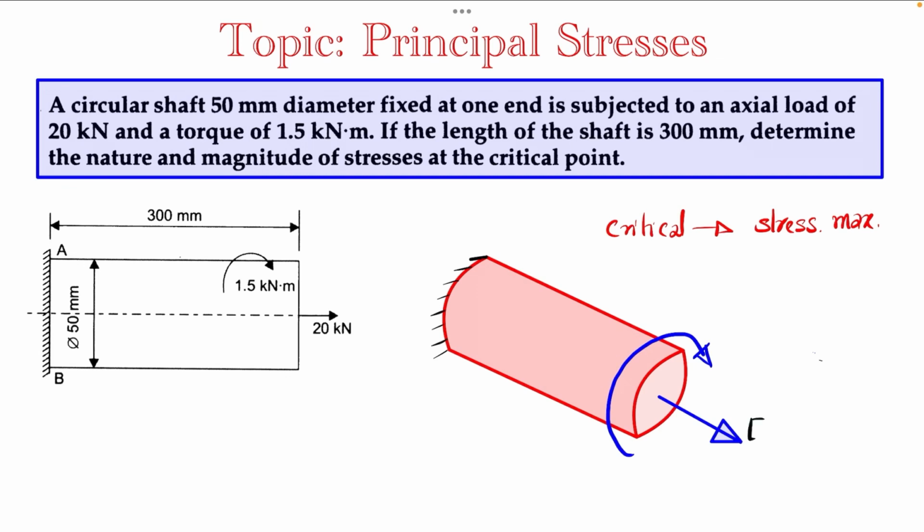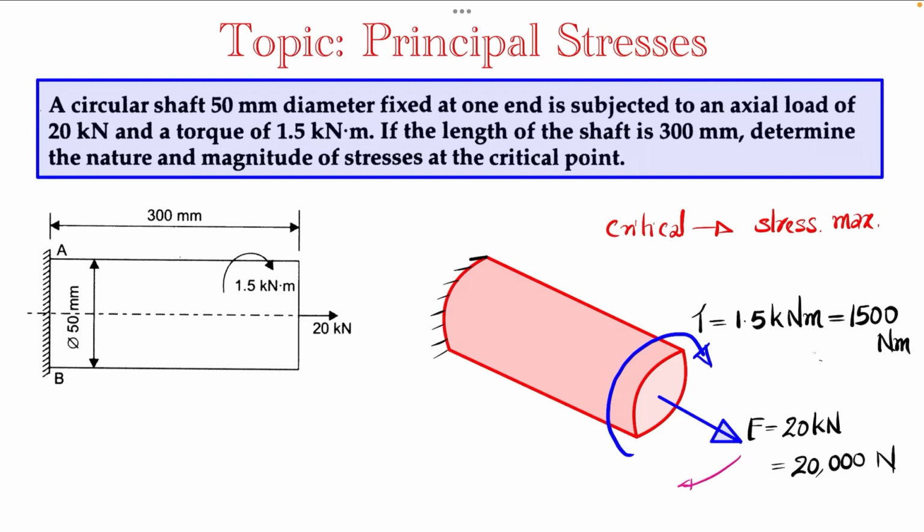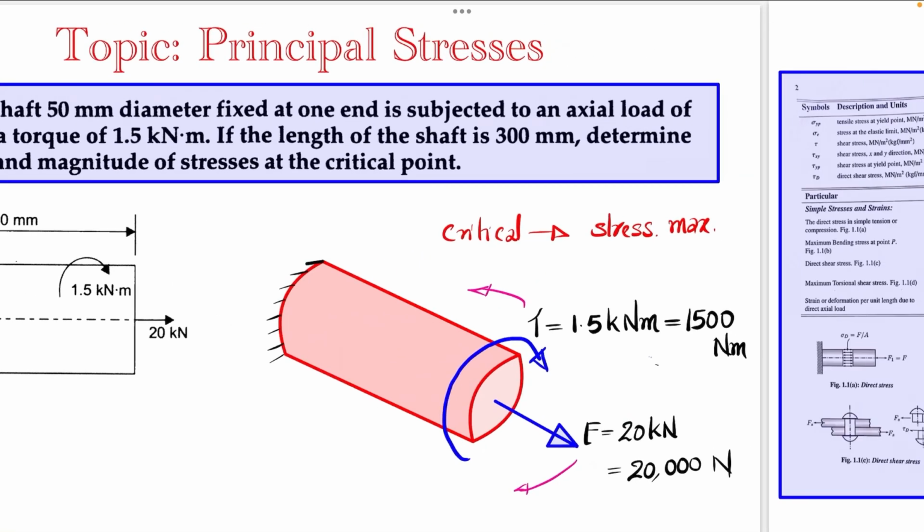One is this axial force, which I can call F, equal to 20 kilonewton, and another one is torque. This torque value is 1.5 kilonewton meter. I will be converting it into SI units, which is 1500 Newton meter, and this load is 20 into 10 raised to 3, or 20,000 newtons. What kind of stress will each of these loads make? All these things can be obtained from the data book. Here I will be showing you the required pages within the data book for solving this problem.